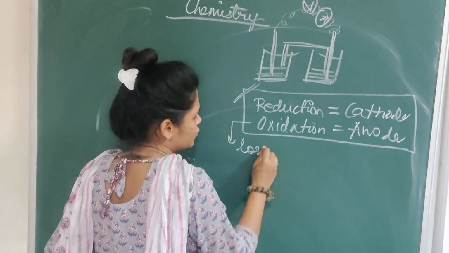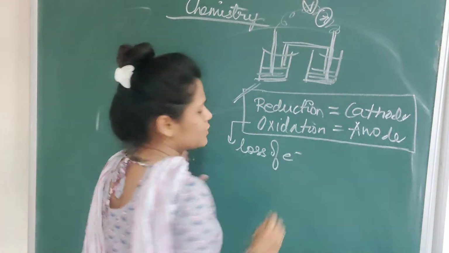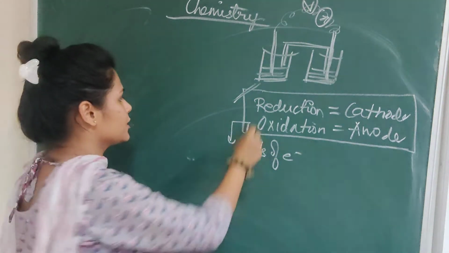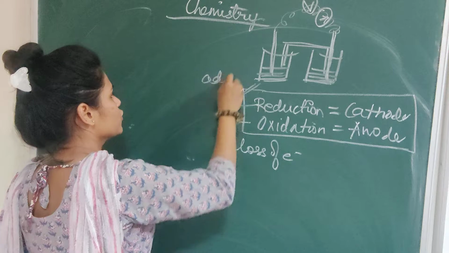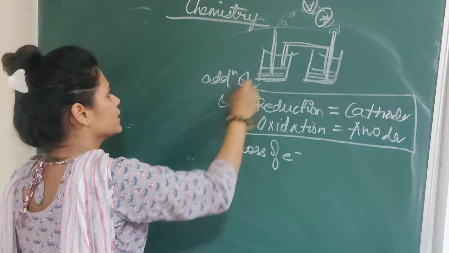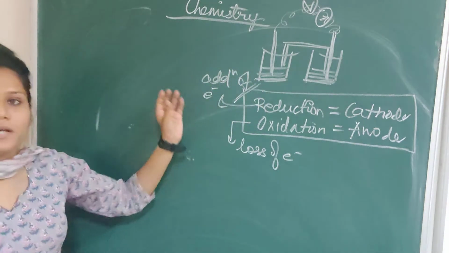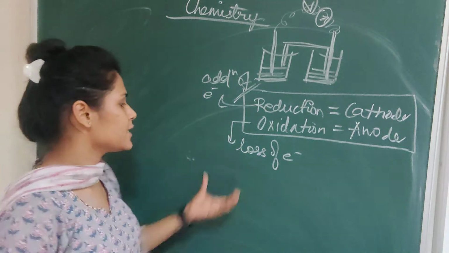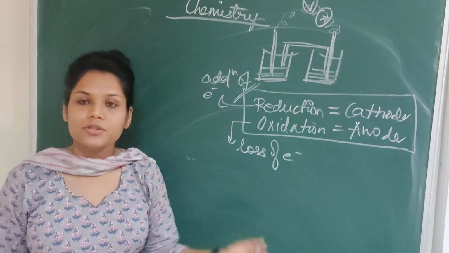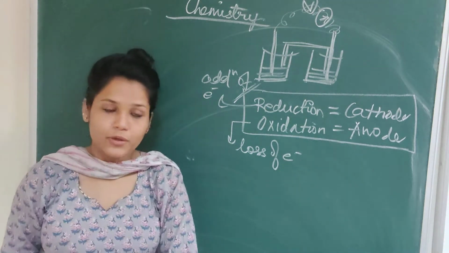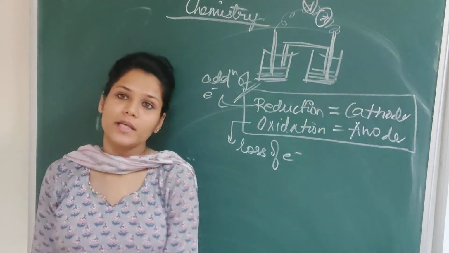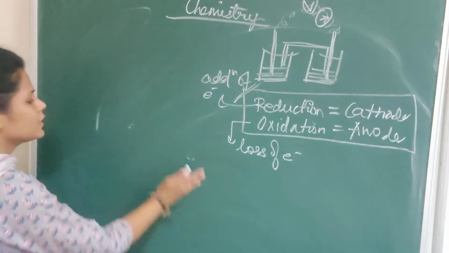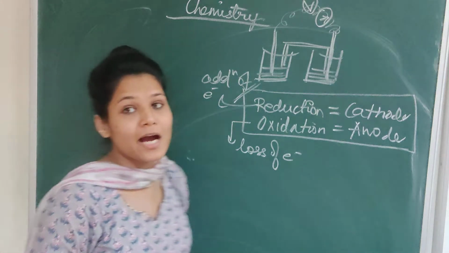Oxidation is loss of electron. I am just revising so that there should be no confusion in between. Reduction is the addition of electron, although we have already read this. When there is an addition of electron, it is known as reduction. When there is a loss of electron, it is known as oxidation. Oxidation takes place on the anode and reduction takes place on the cathode.